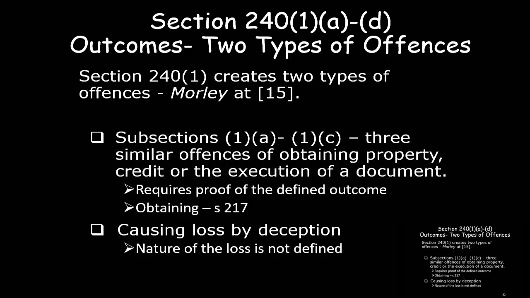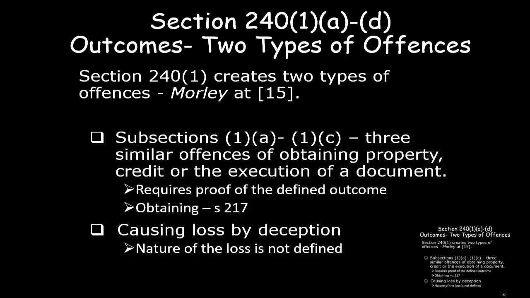Now, as I said at the beginning, we've got two types of offences. Morley has confirmed this. So you've got the obtaining of something under sections 240.1 A through to C, which is your obtaining of property or credit or the execution of some document, and then you've got this other type of offence which is causing loss. When you're looking at the first three, which is obtaining property, credit or the execution of a document, you've got to require proof of a defined outcome.